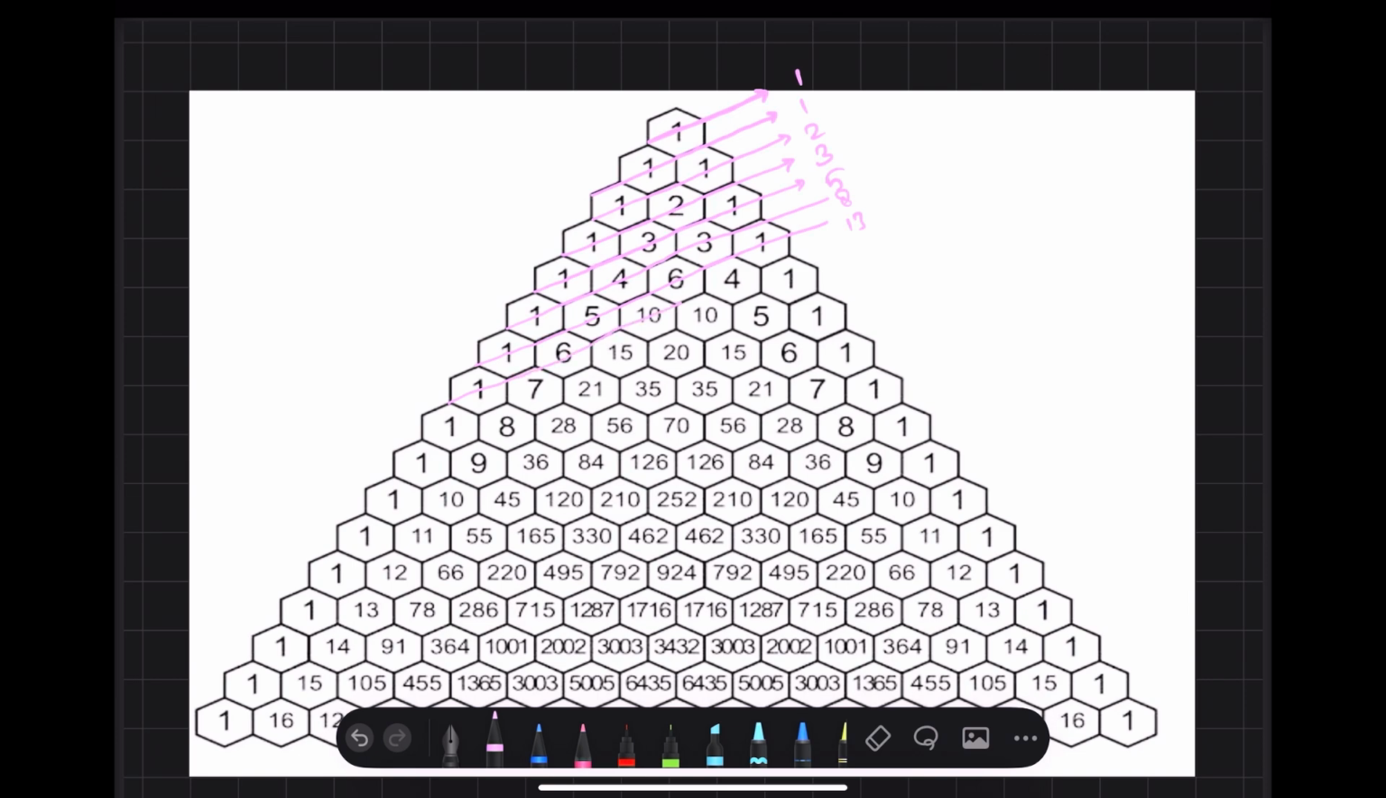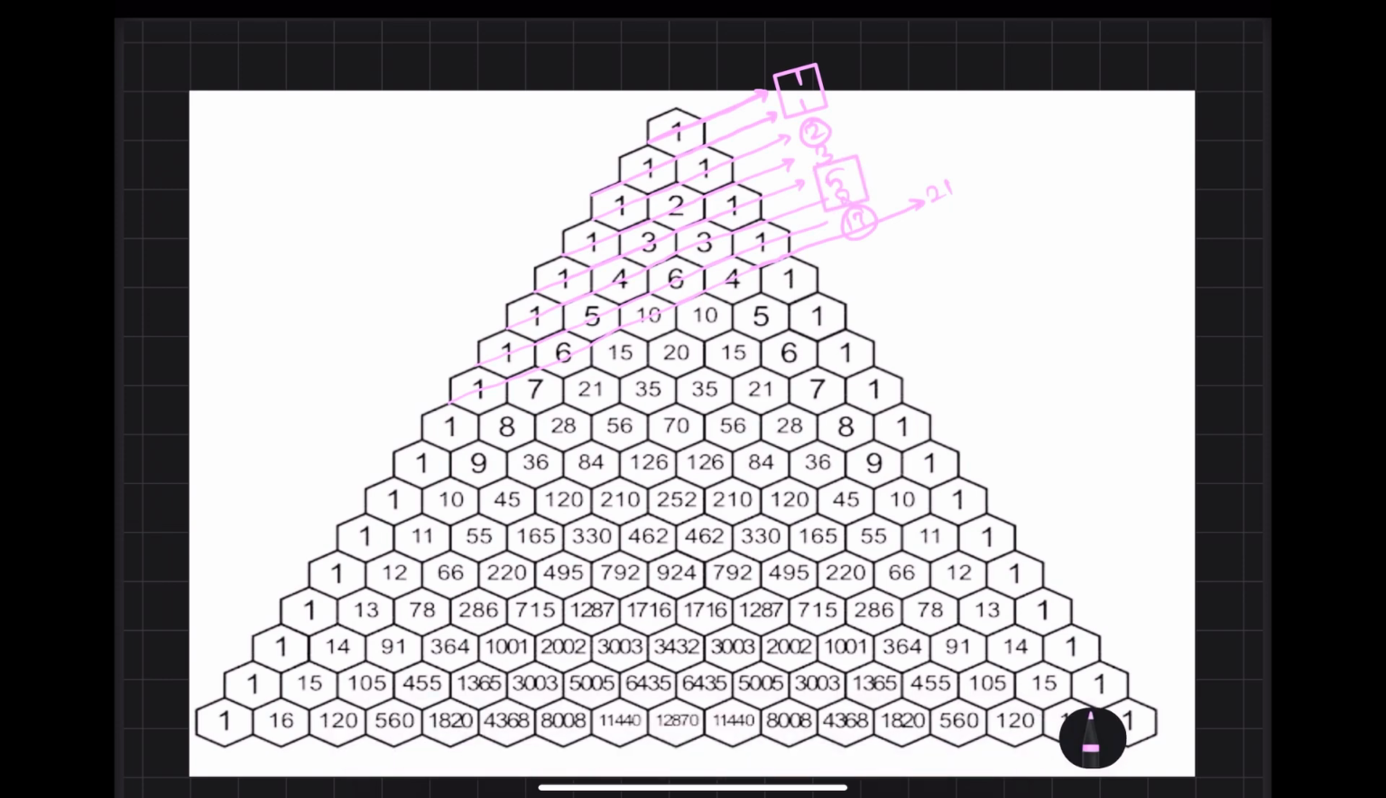7, 17, 21. So it is 21. Did you observe this series? The next number is the sum of the previous two. The next number is the sum of the previous two. So this series is named the Fibonacci series.